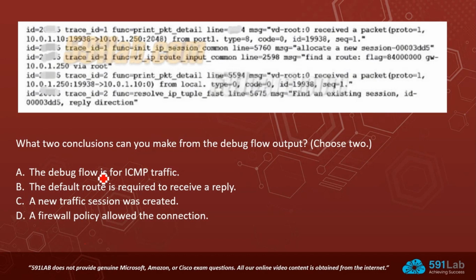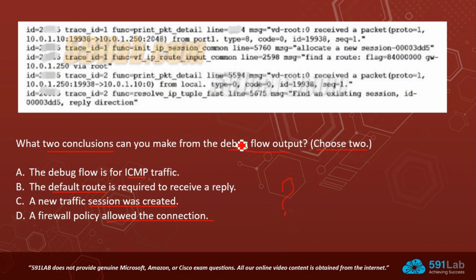Okay, let's go to the next question. Refer to the exhibit showing a debug flow output. What two conclusions can you make from the debug flow output? Choose two. You have to select two answers. Answer A, the debug flow is for ICMP traffic. Answer B, the default route is required to receive a reply. Answer C, a new traffic session was created. Answer D, a firewall policy allowed the connection.